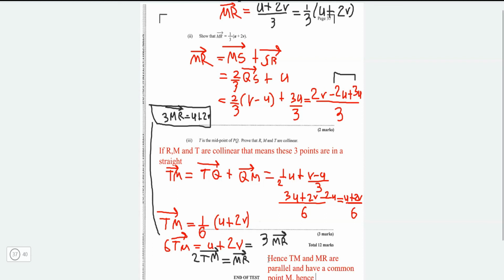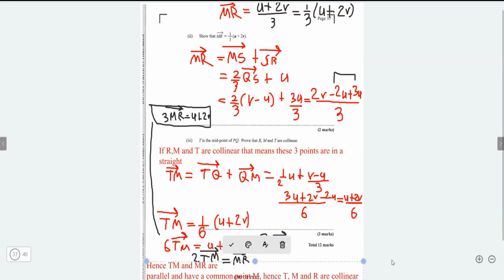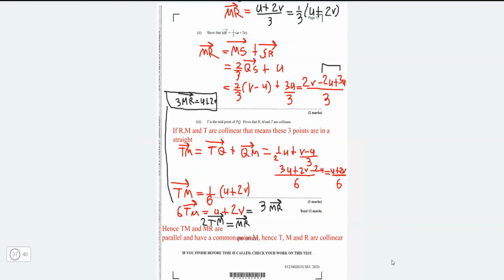Hence, T, M, and R are collinear. That's how you do this question. Nice and easy. So hence T, M, and R are collinear. All right. I hope we had fun doing this paper. Easy, easy, easy little paper.